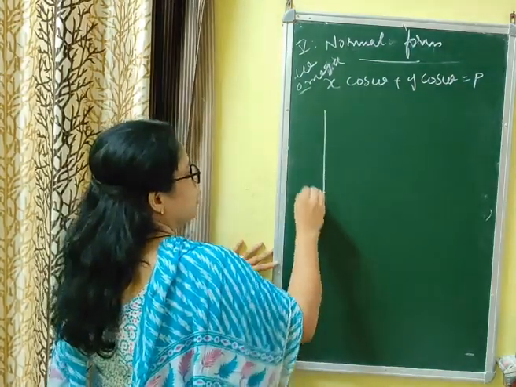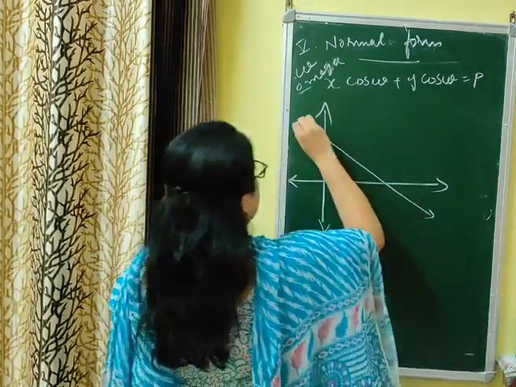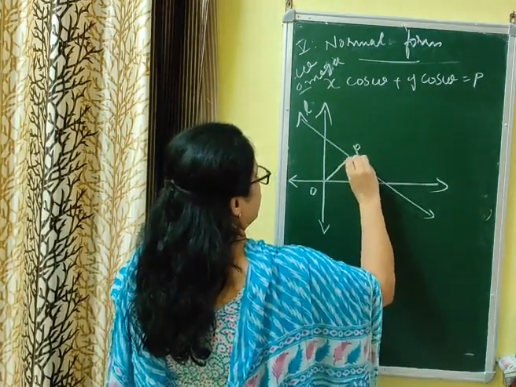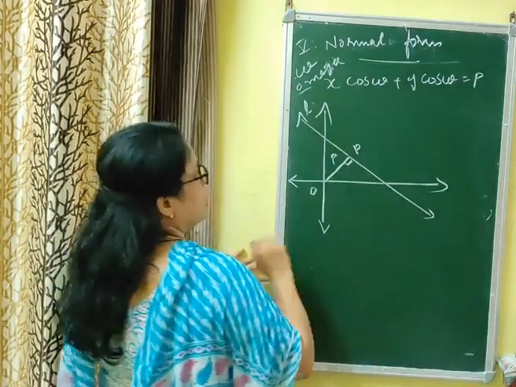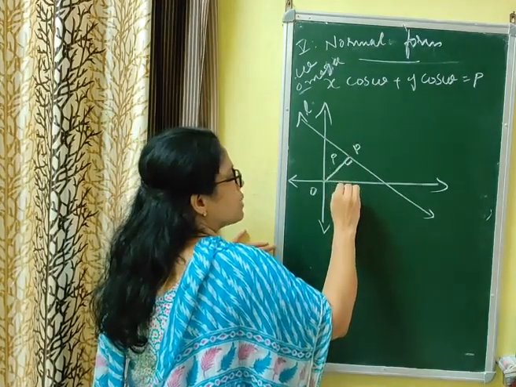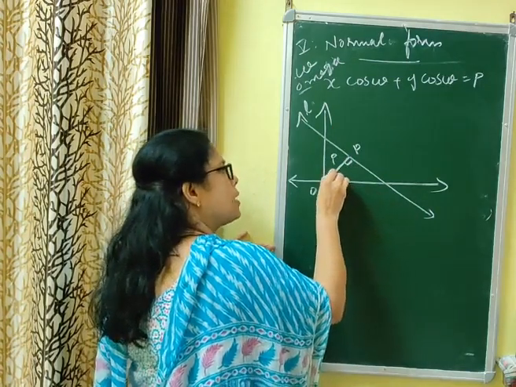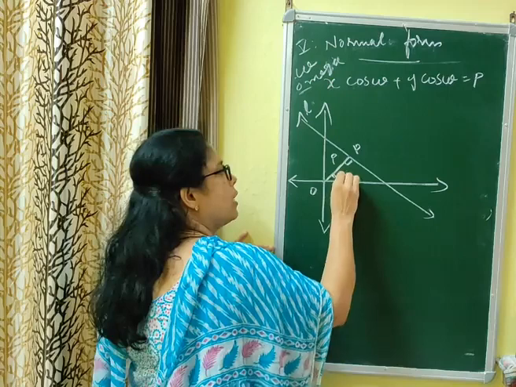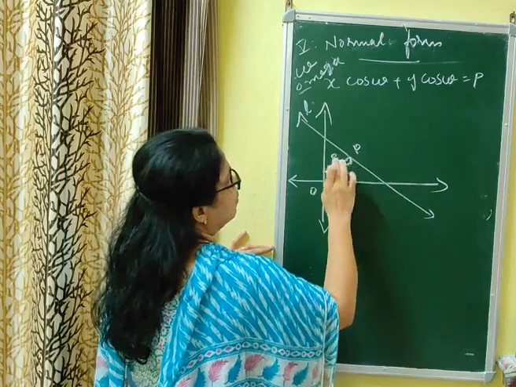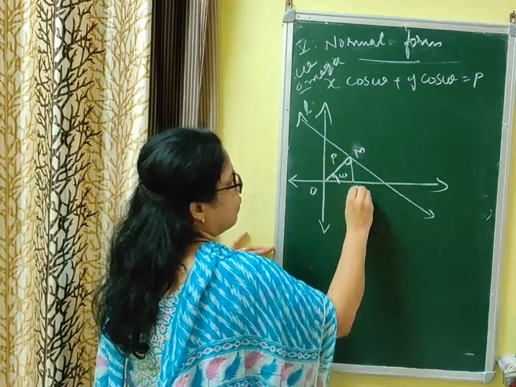I will draw the figure so that you will be clear. Suppose you are given a line like this, and from the origin let OP be the perpendicular, whose length is p. Omega is the angle made by this perpendicular, in the positive direction of the x-axis, in the anti-clockwise direction. Now from this point, this should be taken as M because P is already taken, draw a perpendicular, say N.